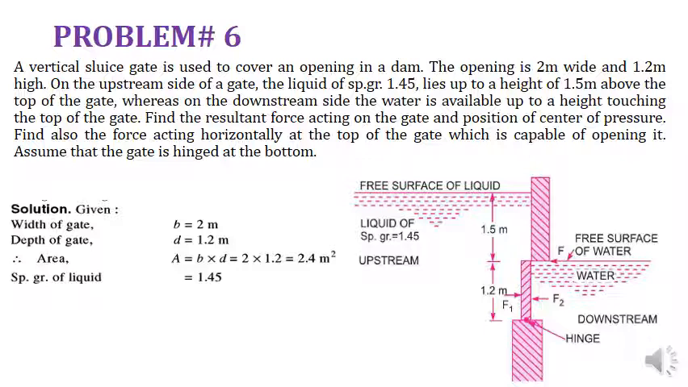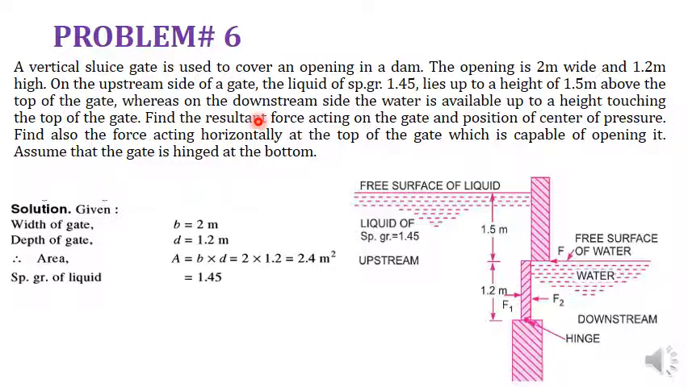Problem number 6. A vertical sluice gate is used to cover an opening in a dam. The opening is 2 meter wide and 1.2 meter high. On the upstream side of the gate, the liquid of specific gravity 1.45 lies up to a height of 1.5 meter above the top of the gate.